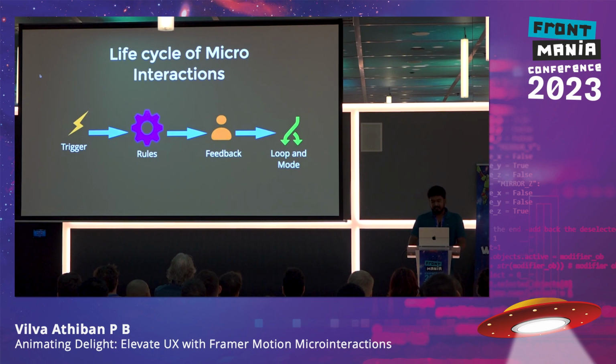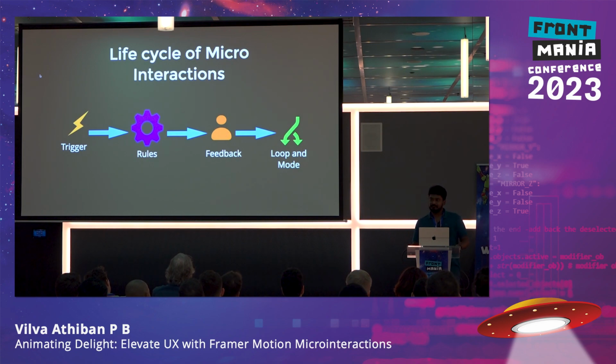Okay, coming to the life cycle of micro-interactions. Almost all micro-interactions fall under these four life cycle stages. First thing is the trigger. The trigger is the place where the micro-interaction starts. It's a place or an action or anything that triggers a micro-interaction. And then rules. After the trigger, we check whether the trigger is a valid trigger or not to start the micro-interaction. Those come under rules.